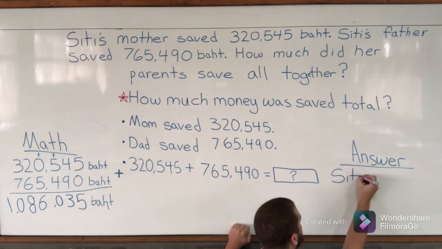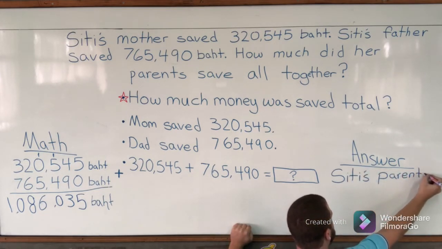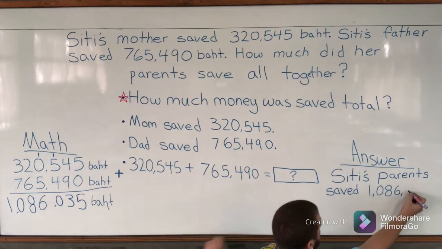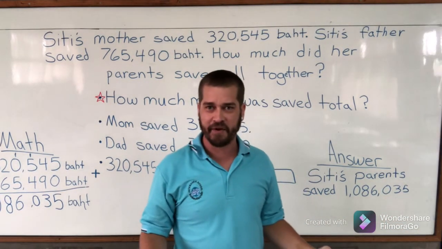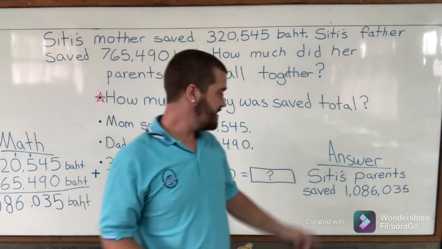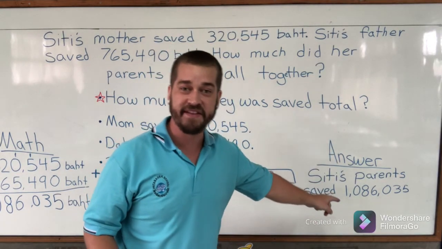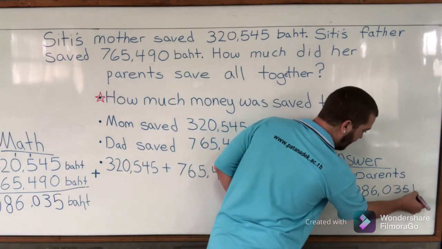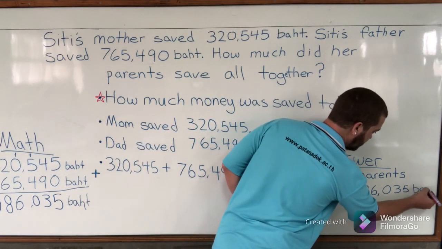Right, CT's parents saved 1,086,035. Oh wait, are we finished? No, they didn't just save this number, they saved this much baht. So you have to make sure to include baht in your answer.